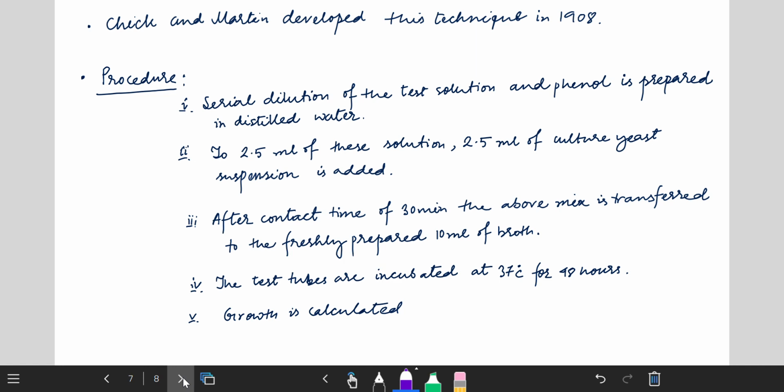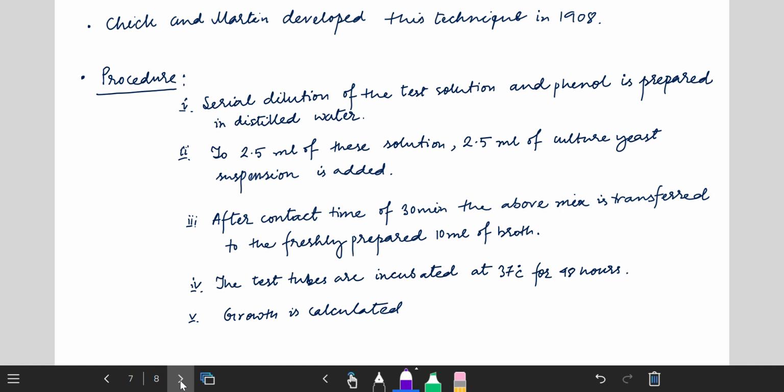Now, what is the procedure? First, serial dilutions of the test solution and phenol are prepared in distilled water. Now 2.5 ml of this solution plus 2.5 ml of culture yeast suspension is added. What is culture yeast suspension? Just 2 ml of 24 hour S. typhi culture plus 48 ml of 5% dry wet yeast suspension. After a contact time of 30 minutes, the mixture is transferred to freshly prepared 10 ml of broth. The test tubes are then incubated at 37 degrees Celsius for 48 hours.